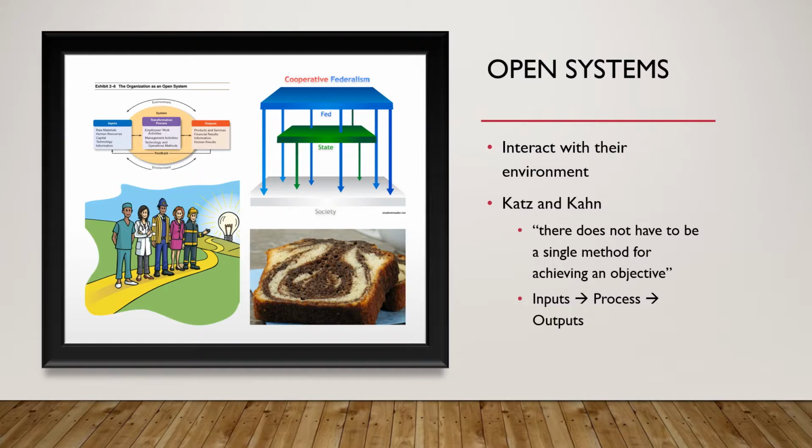From Katz and Kahn, they said there does not have to be a single method for achieving an objective. So here we see that there's no single best method or best way of running an organization. There are many different ways an organization can be run depending on its environmental conditions in regards to politics, funding, and socioeconomic status of the community. So there are a lot of different factors that play into how a government or an organization can be run to achieve its goals.